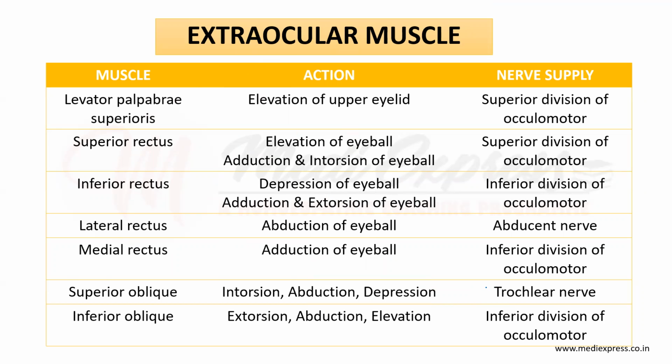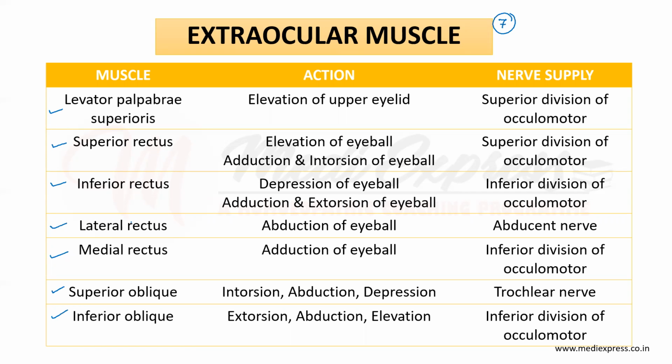Apart from that, there are 7 ocular muscles. They are 7 in number. What are they? Which we have written over here: levator palpebrae superioris, superior rectus, inferior rectus, lateral rectus, medial rectus, superior oblique, and inferior oblique. These are the muscles.